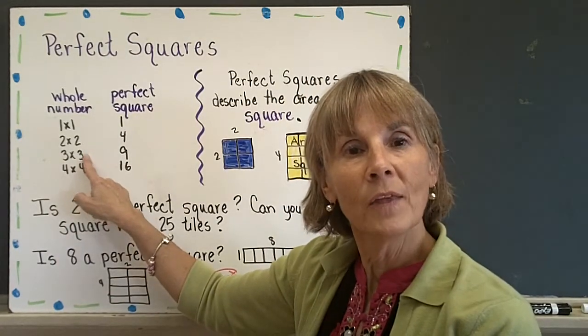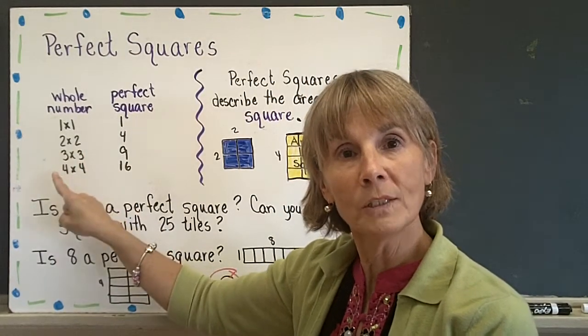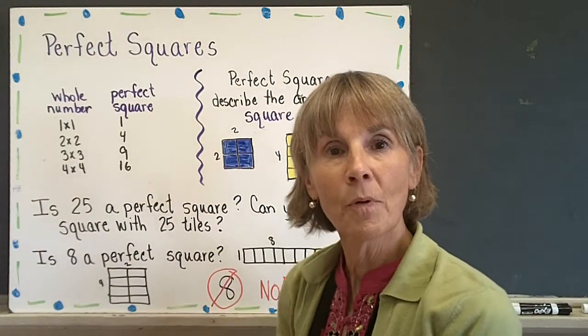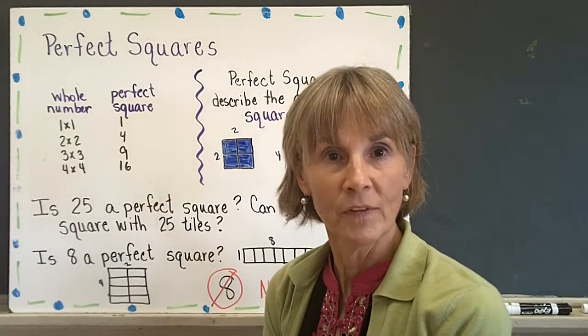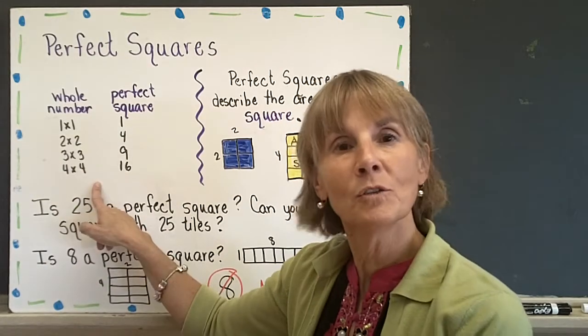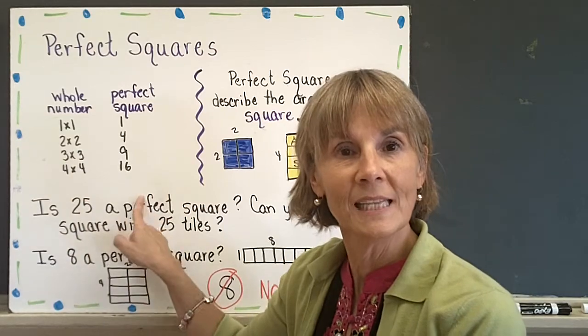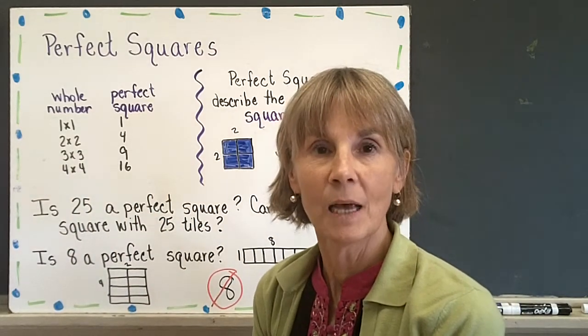If we square the number 3, or multiply 3 by itself, 3 times 3, the product 9 is a perfect square. And the same is true for 4. 4 times 4, or 4 squared, is 16. 16 is a perfect square.